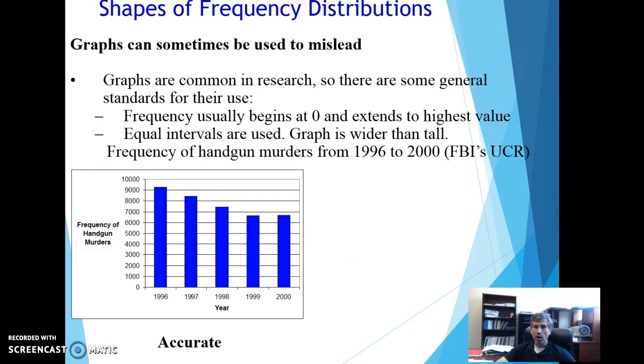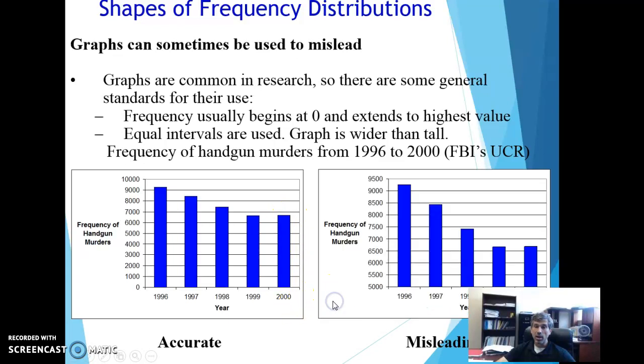Here's an example of the same data set displayed in a way that is accurate versus misleading. This is the frequency of handgun murders from 1996 to 2000 according to the FBI. And we can see here there's a decline over that 5-year period. Here's the same data presented in a way that's misleading. These are all the same numbers, but they're organized a little differently. What did they change? Take a look. What's different about this one on the right?